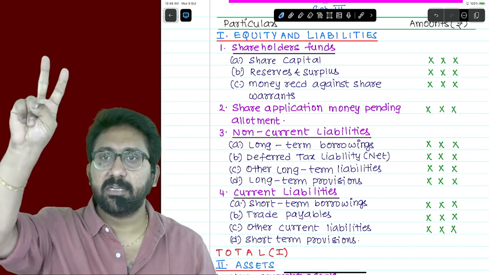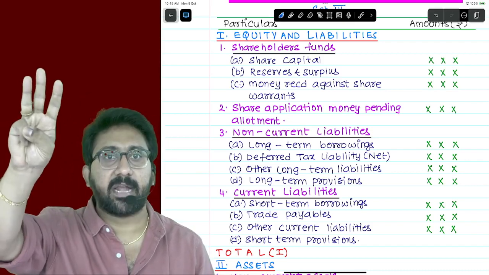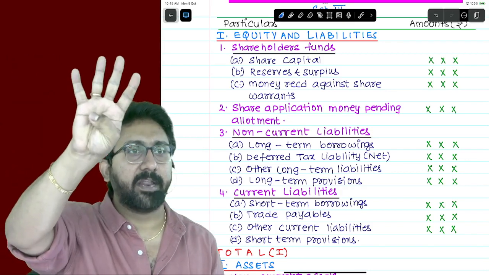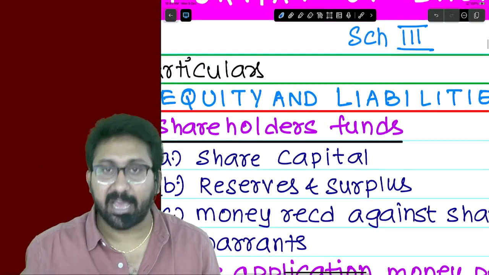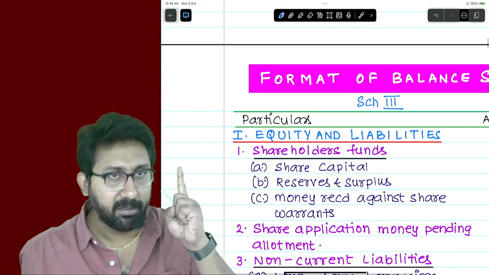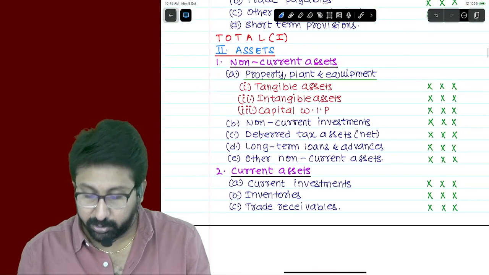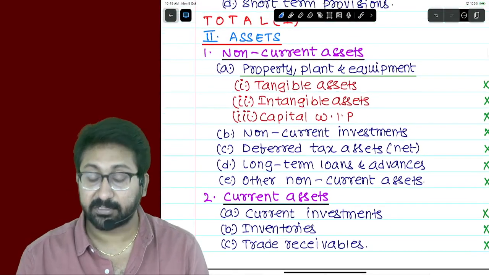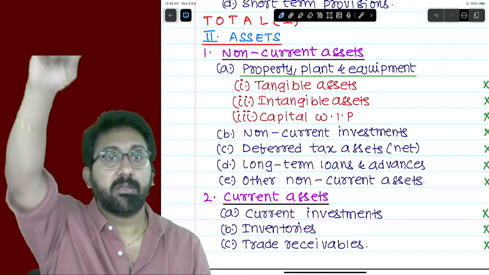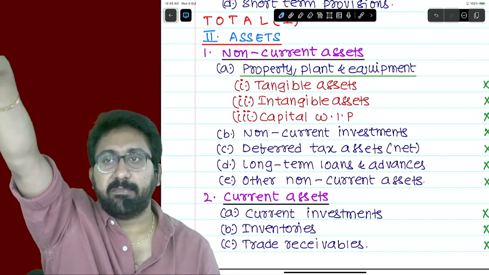Shareholders funds, share application money pending allotment, non-current liabilities, current liabilities. These all will make what? Equity and liabilities. This is part number 1. Next, part number 2. This is more important for us. Read. What is the first one? What is the second one? Assets. First one is equity and liabilities. Next one.